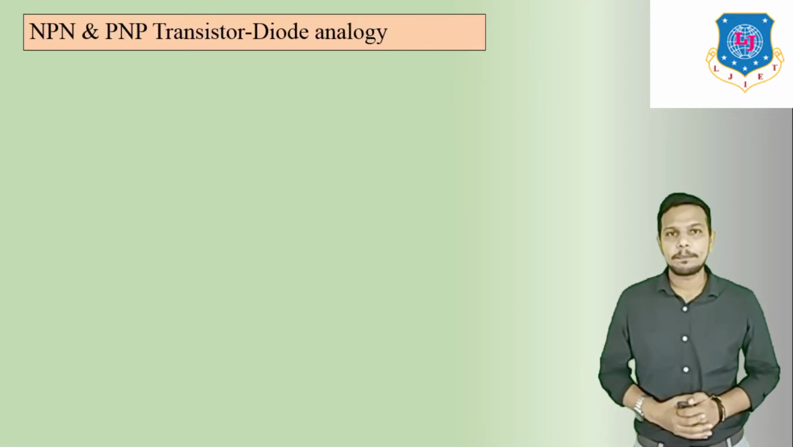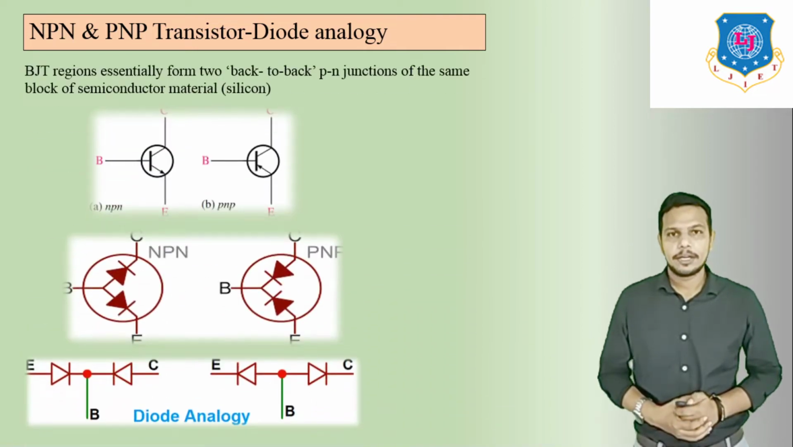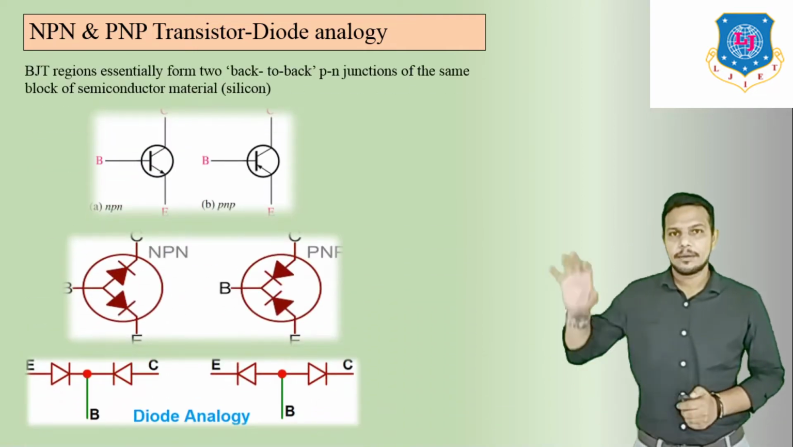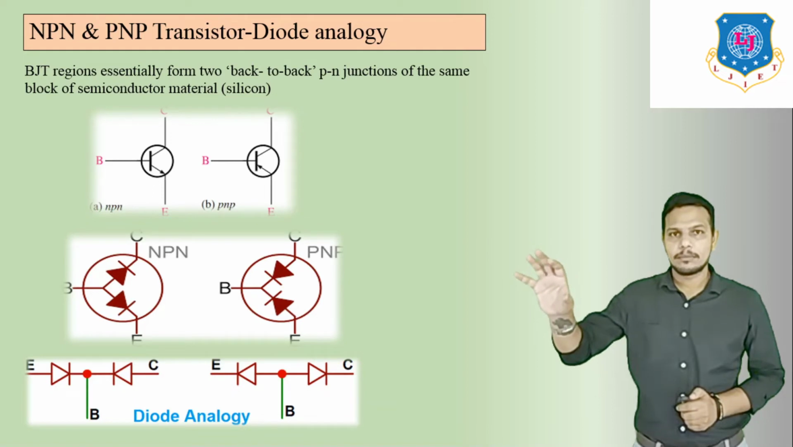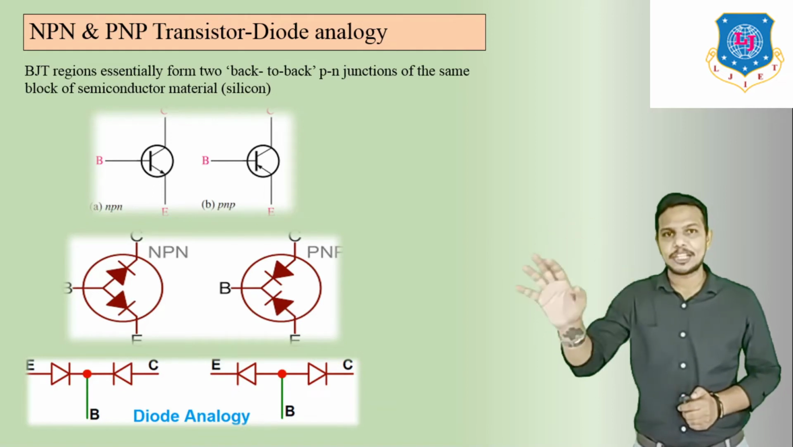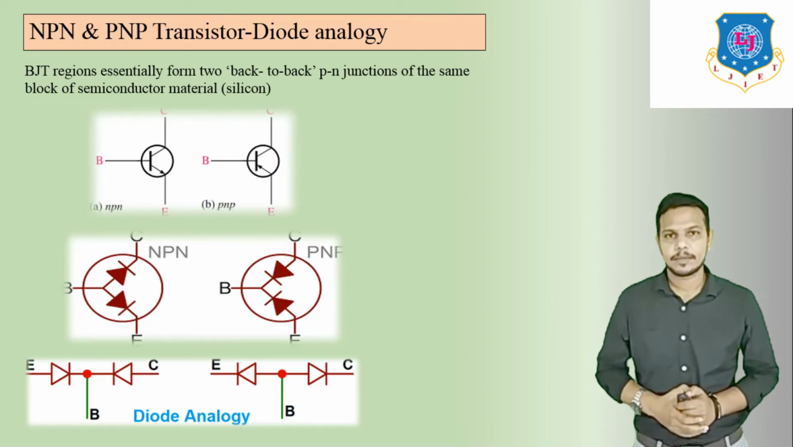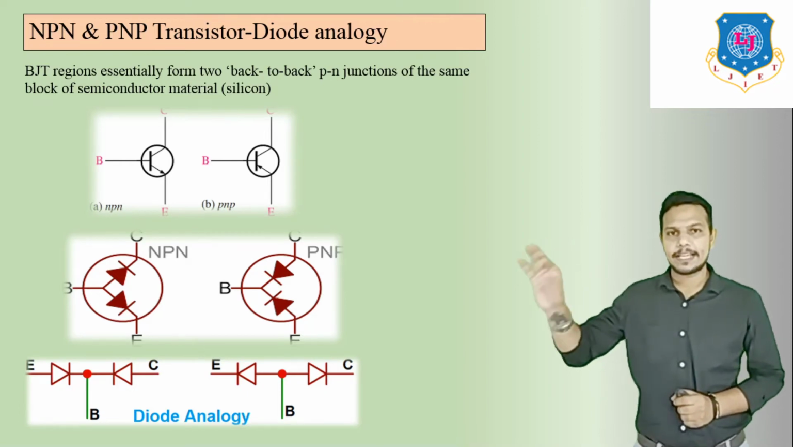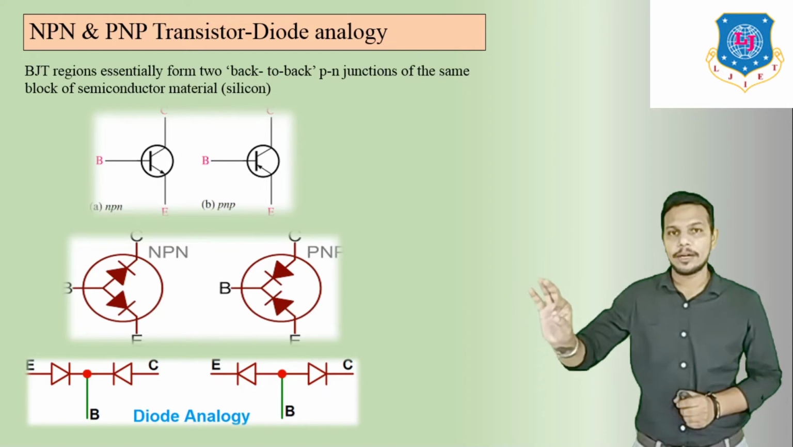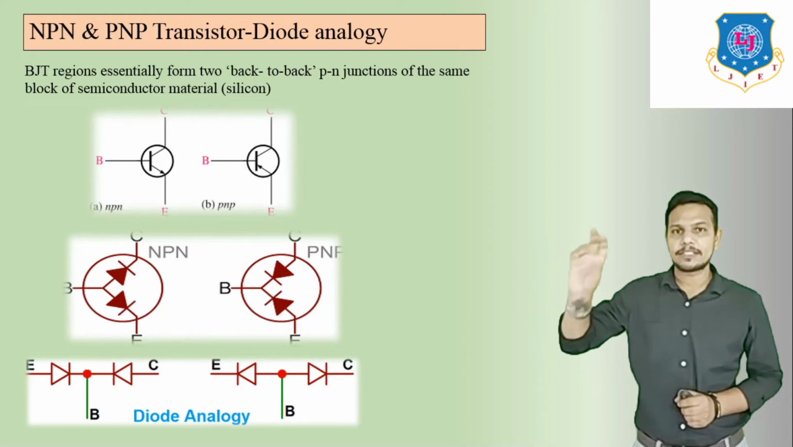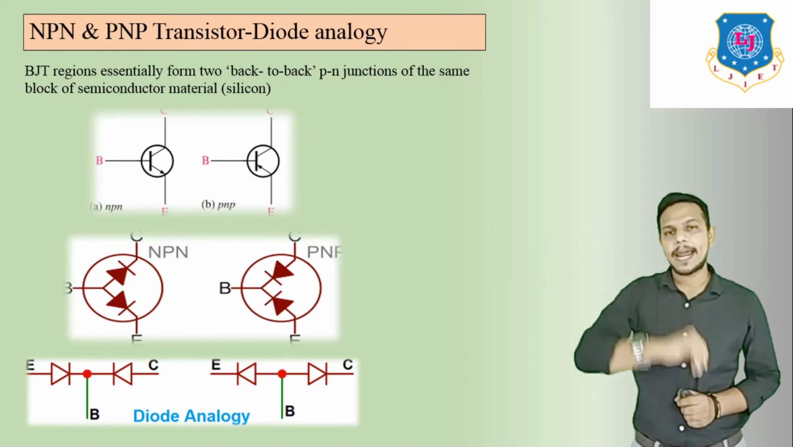Now NPN and PNP transistor diode analogy. Here we can see the transistor is essentially formed from two back-to-back PN junctions of the same block of semiconductor material. So here in figure number 1, we can see the symbol of NPN and PNP.